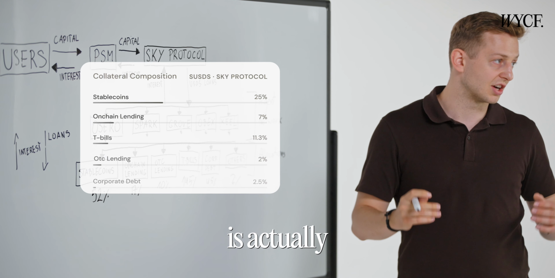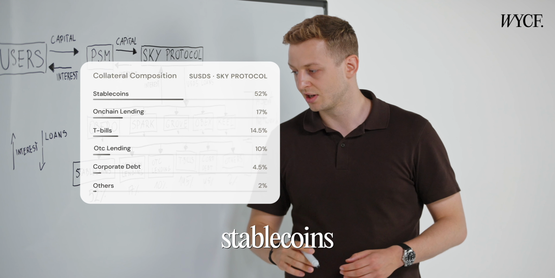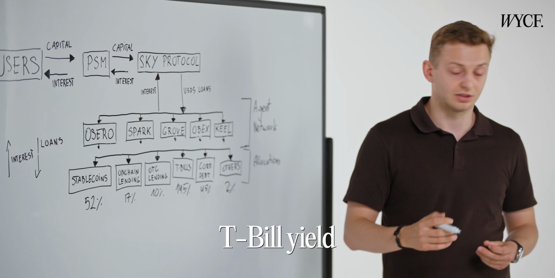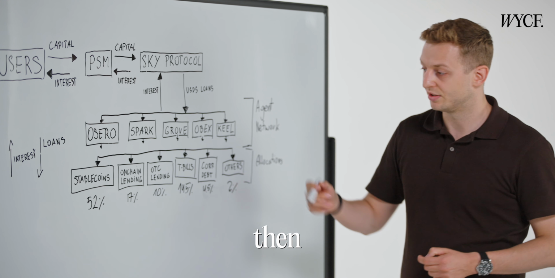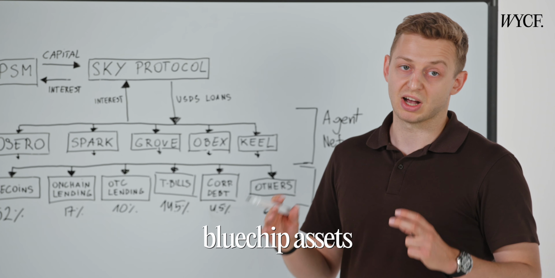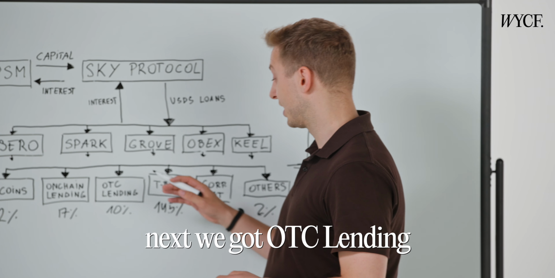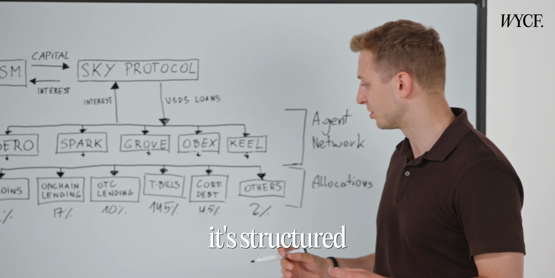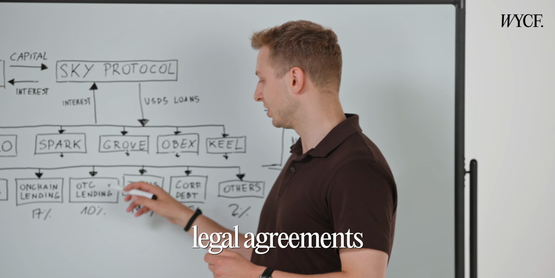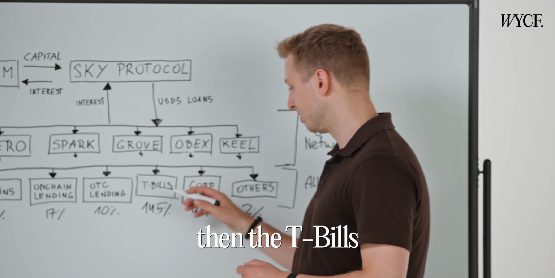So what is actually the collateral composition? A big part is sitting in stablecoins, USDC mainly, earning the underlying T-bill yield. It's at 52%. Then the on-chain lending is structured only around blue chip assets and their derivatives, so Bitcoin and ETH. Next, we've got OTC lending. It's structured in a similar way, also with the same kind of assets, but here legal agreements are binding and not the smart contracts.